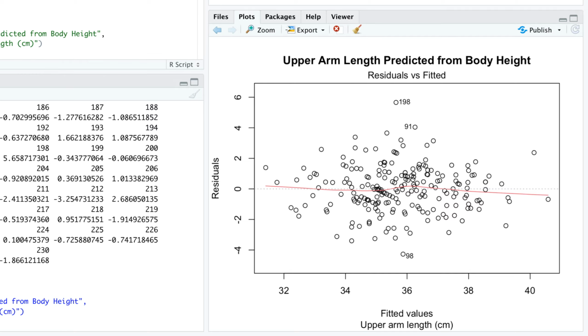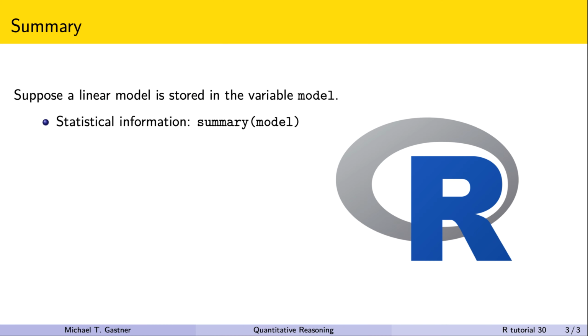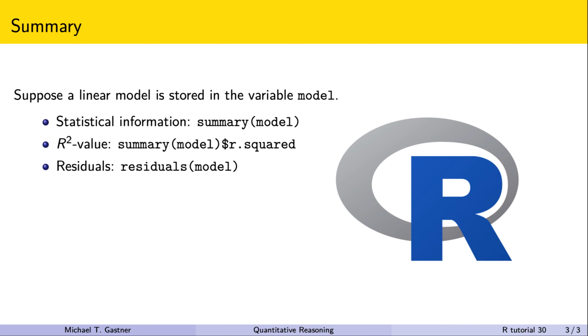Let's recap the main points of this tutorial. If a linear model is stored in the variable model, then summary(model) returns various statistical pieces of information. We obtain the R squared value with summary(model)$r.squared. We get the vector of the residuals with residuals(model). We make a residual plot with plot(model, which = 1).